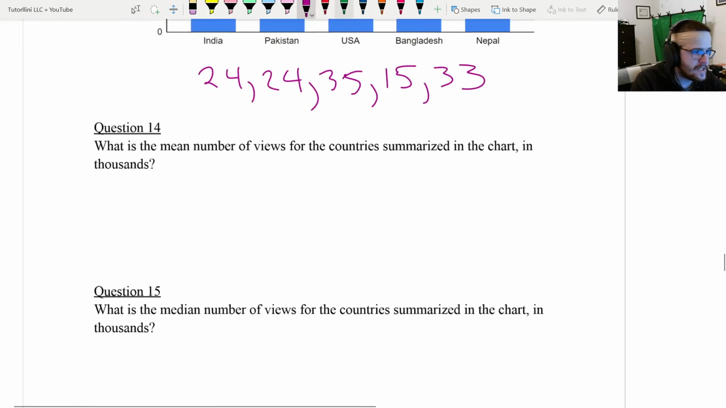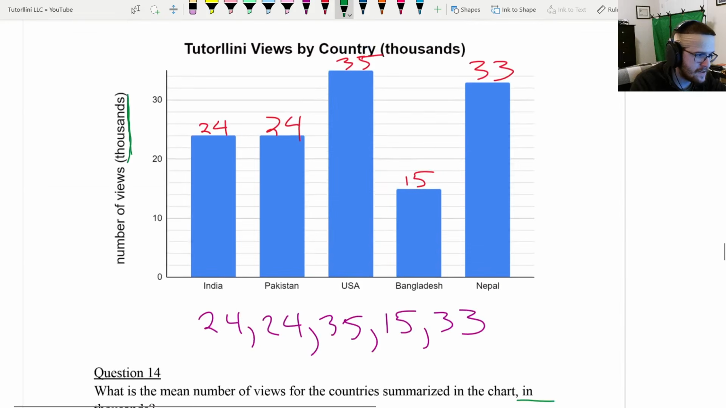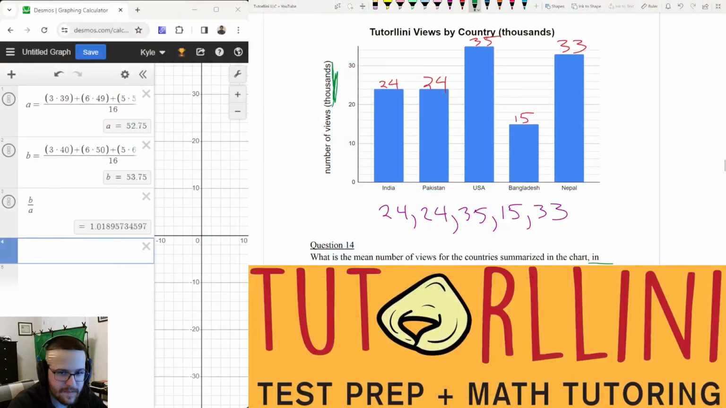Notice how, too, it says in thousands, so we don't need to change it to like 24,000, 35,000. If it didn't say that, we would need to convert it by multiplying by 1,000. But because it says that, we don't need to worry about the units because the units match what's in the chart. Notice that? See how it's the same in the chart? Okay, let's go to Desmos.